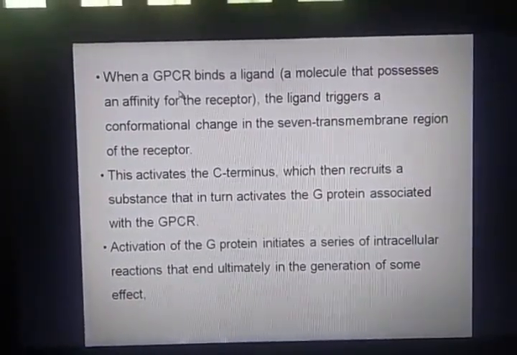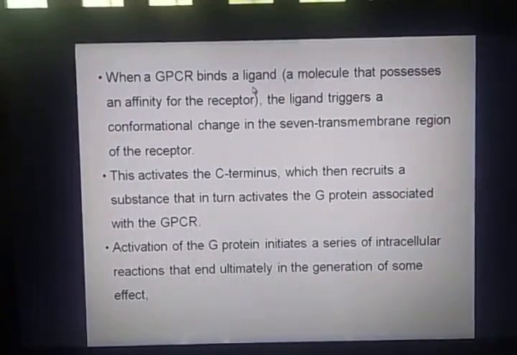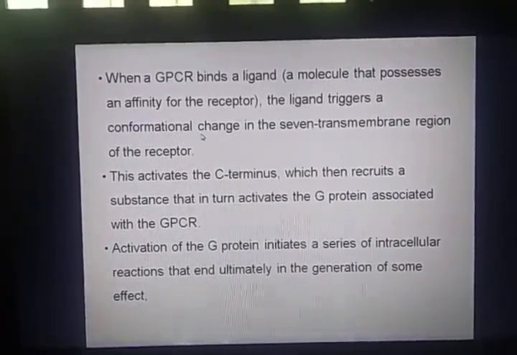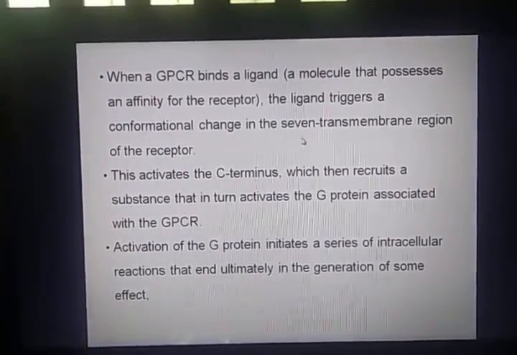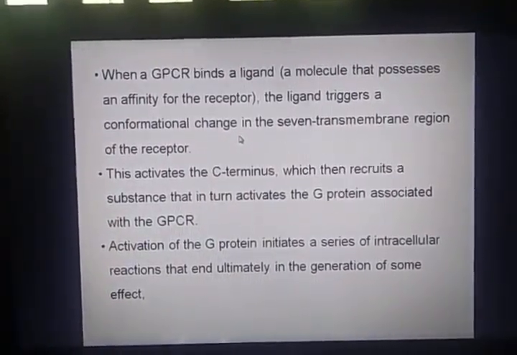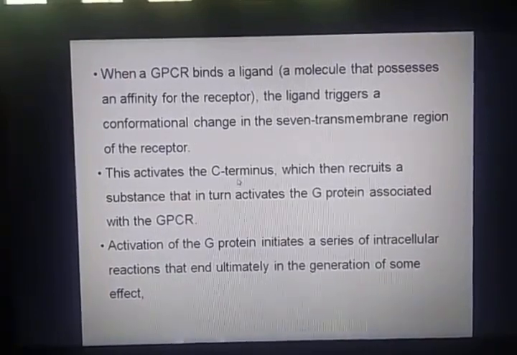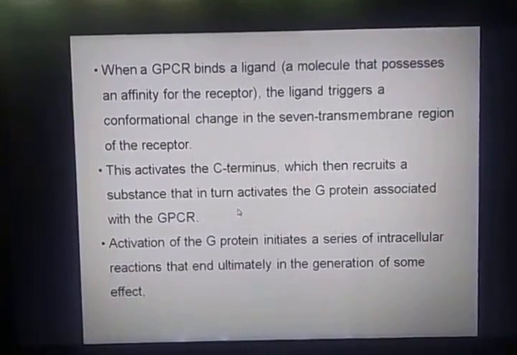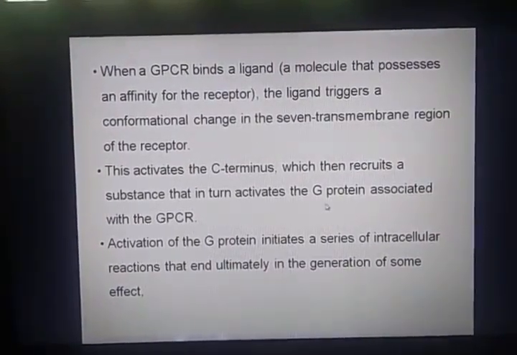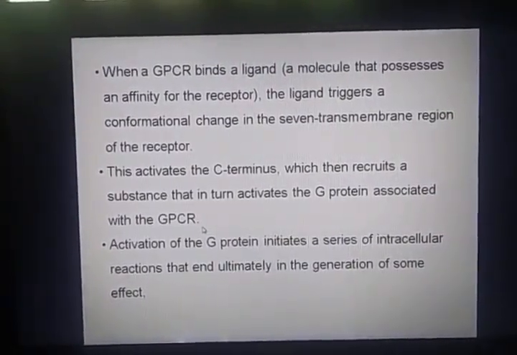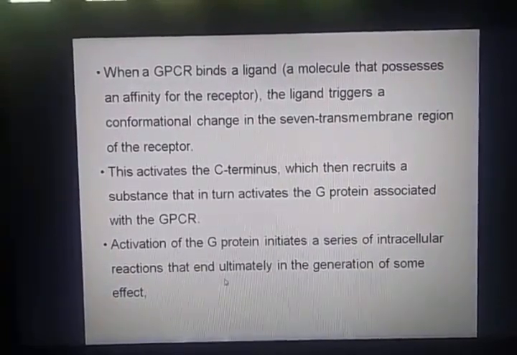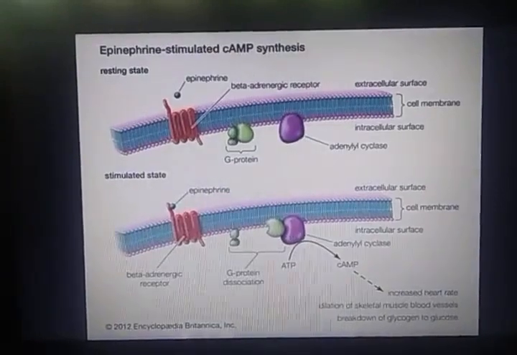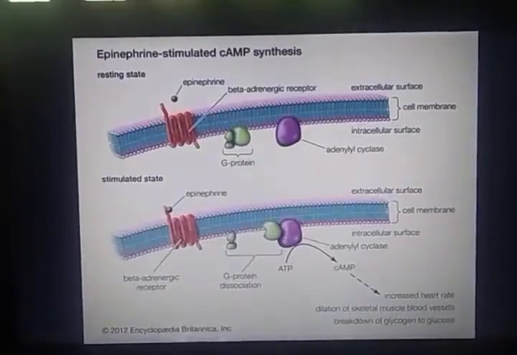Now, when a GPCR binds to a ligand which possesses affinity for the receptor, the ligand triggers a conformational change in the 7-TM region. This conformational change activates the C-terminus, which then recruits a substance which activates the G protein associated with the GPCR. The activation initiates a series of intracellular reactions that end in generation of some effect for the cell.